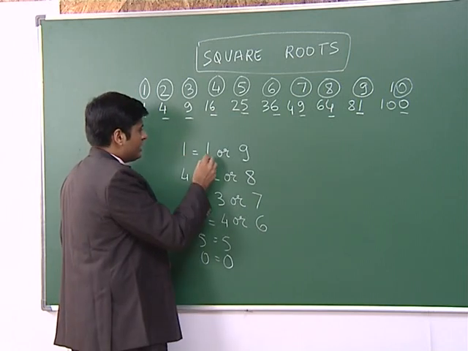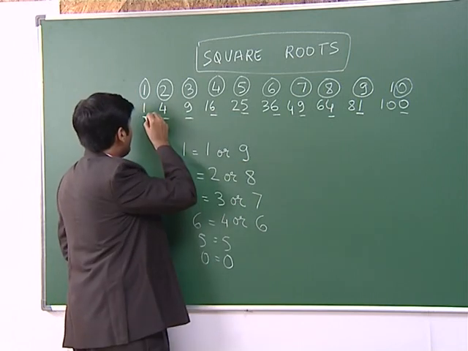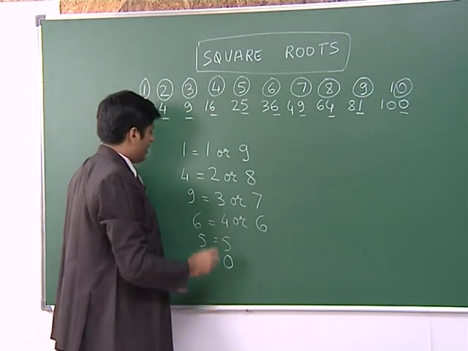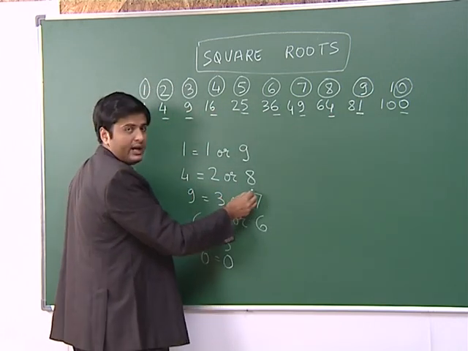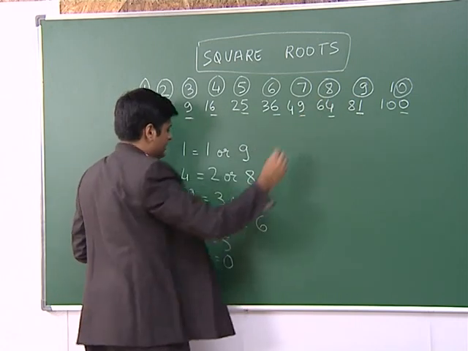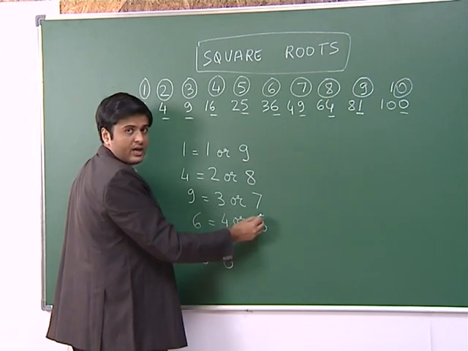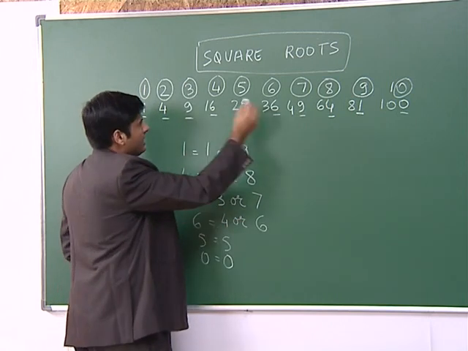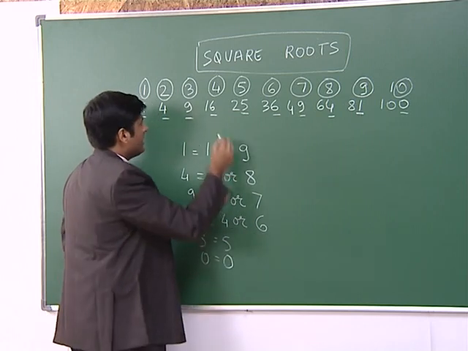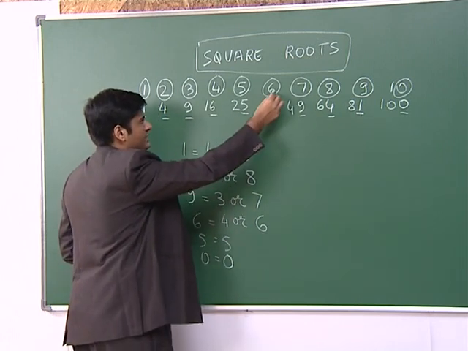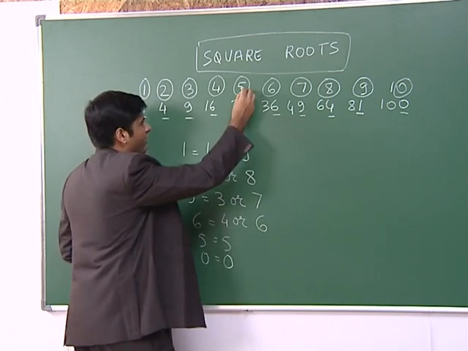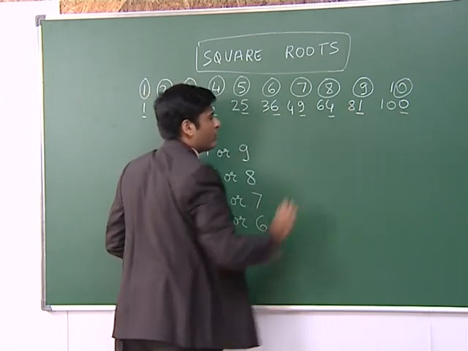For 1, it is 1 or 9. 4 is 2 or 8. Let us check: 4 is 2, 4 is 8. 9 is 3 or 7: 9 is 3, 9 is 7. 6 is 4 or 6: 6 is 4, 6 is 6. 5 is 5, 0 is 0.